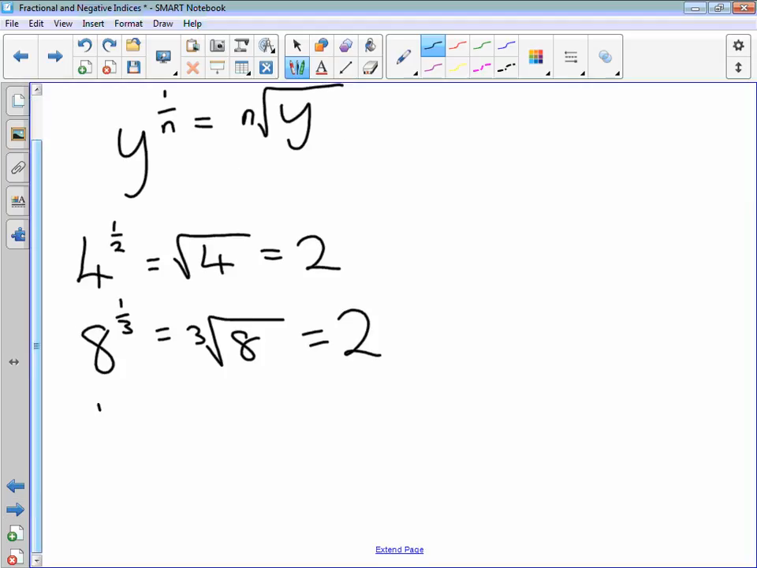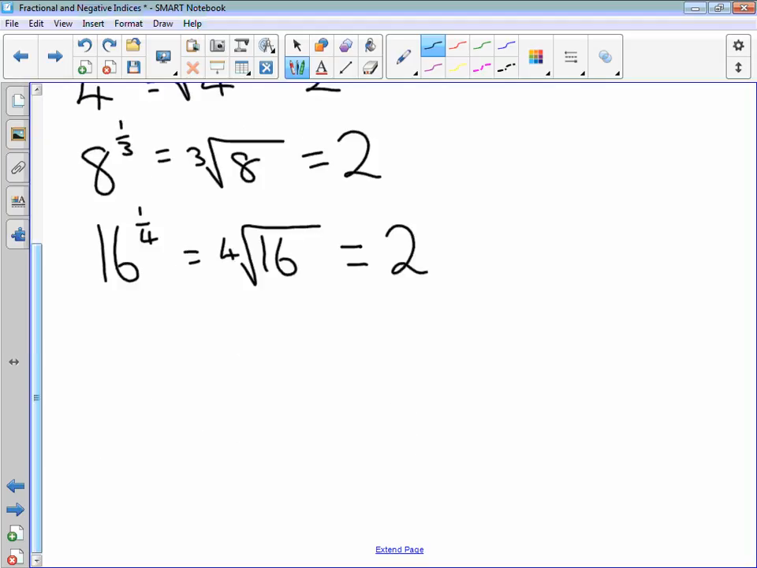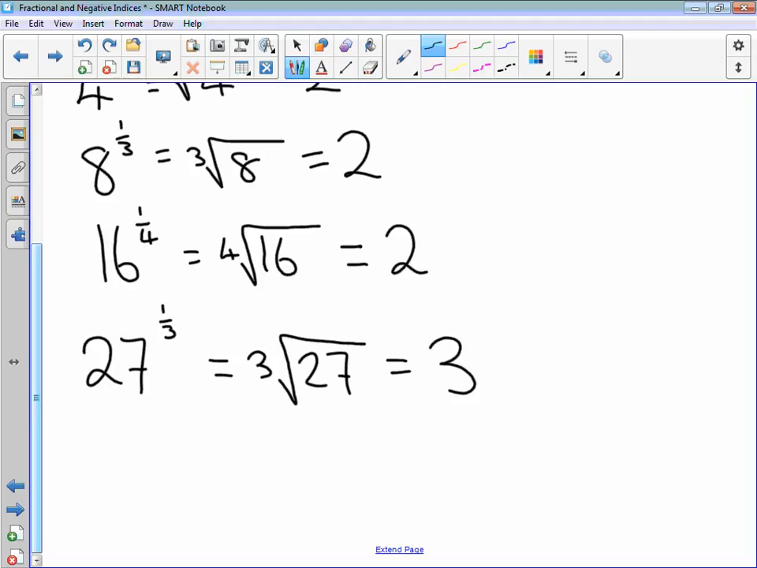Looking at 16 to the power of a quarter, that is the fourth root of 16. So I need to find a number that I times 4 of them together to make 16. 2 times 2 times 2 times 2 is 16. So the fourth root of 16 is 2. 27 raised to the power of a third gives you the cube root of 27. So 3 times 3 times 3 is 27, so the cube root of 27 is 3.